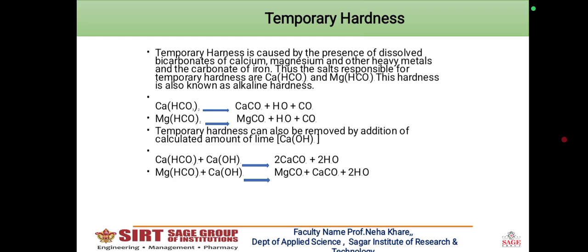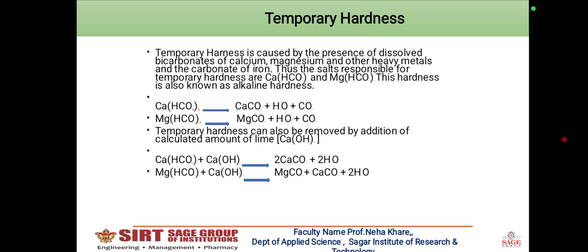When we boil water containing calcium bicarbonate, it produces calcium carbonate, a water molecule, and carbon dioxide is released. The second reaction is magnesium bicarbonate. When water containing magnesium bicarbonate is boiled, magnesium carbonate or magnesium hydroxide is released, and water and carbon dioxide are separated.